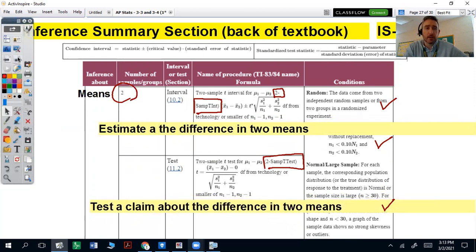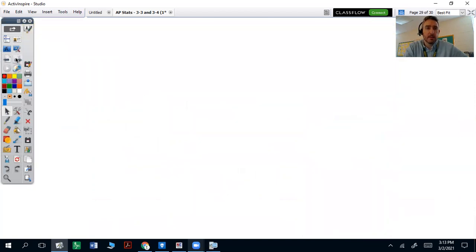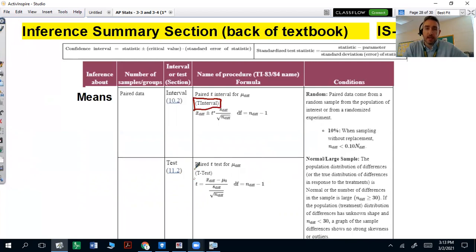In our next lesson, we're going to learn about something called matched pairs data. So we'll get more into that in the next lesson. But basically, we're either going to be using a t-interval or a t-test. So you'll understand the difference in those when we do the lesson there. But there is one more inference for means, and that's matched pairs data.